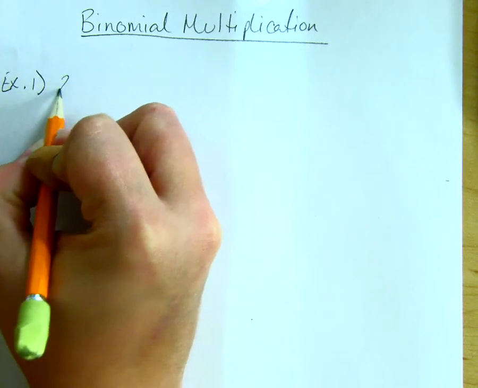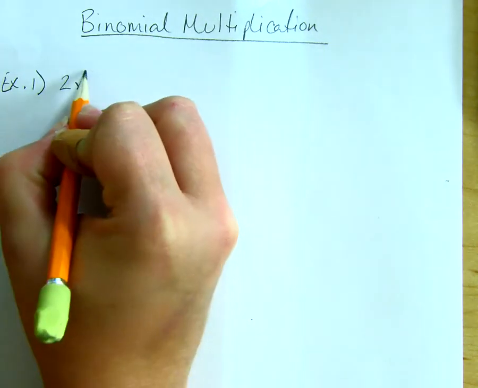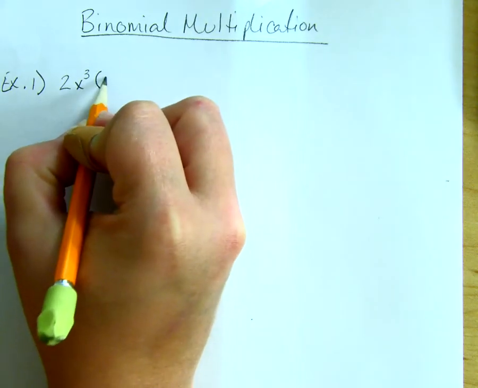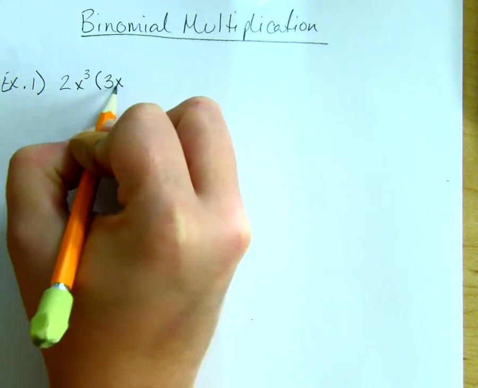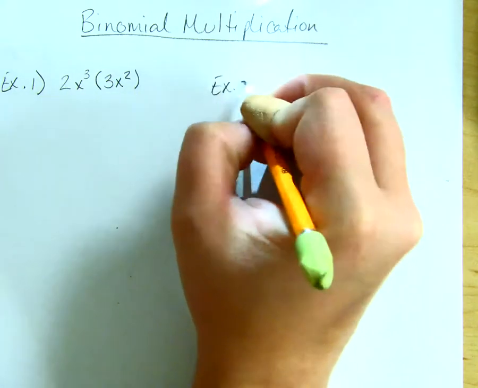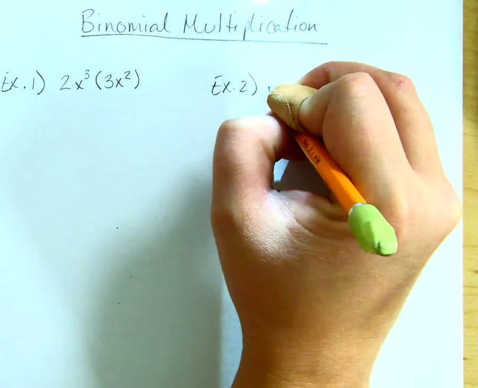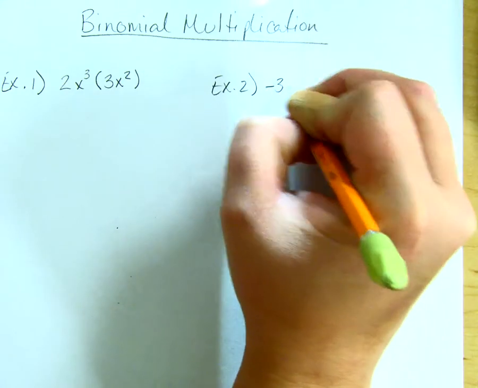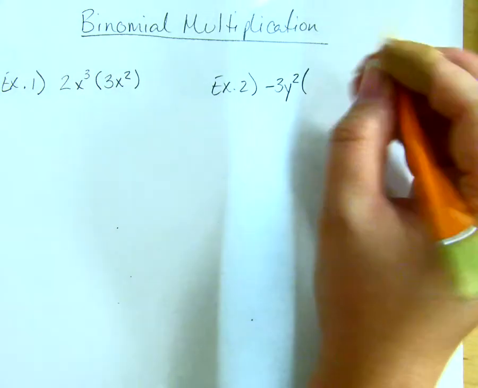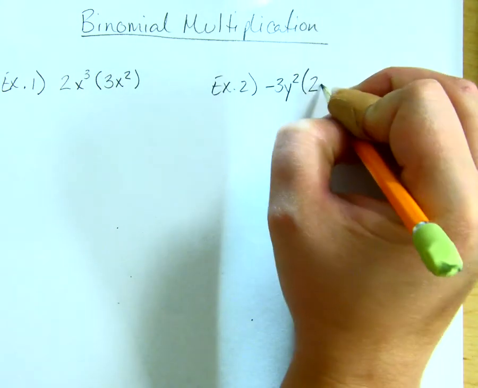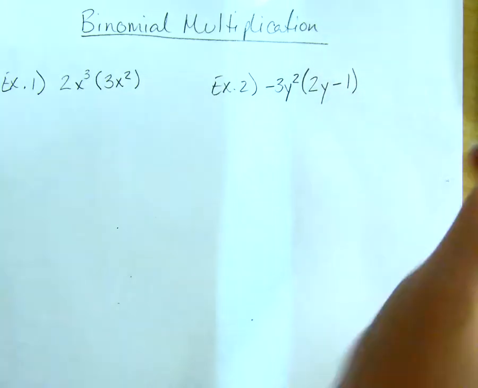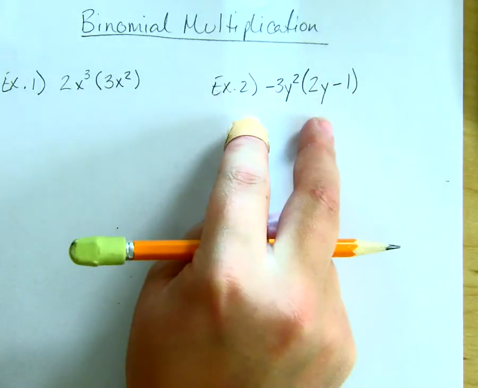Example 1 is 2x cubed times 3x squared. Example 2 is negative 3y squared times the quantity 2y minus 1. You've already seen these examples when we did exponent rules.